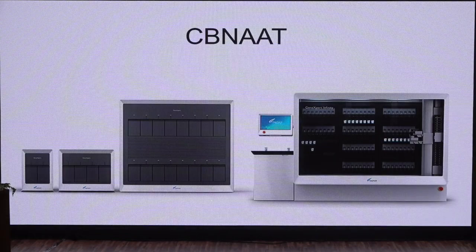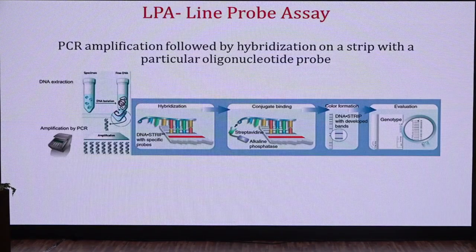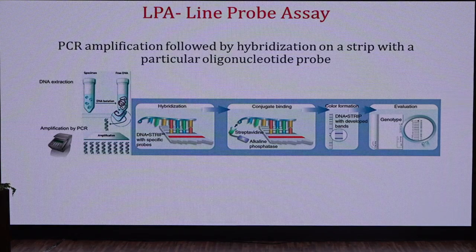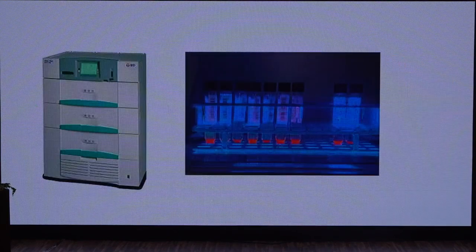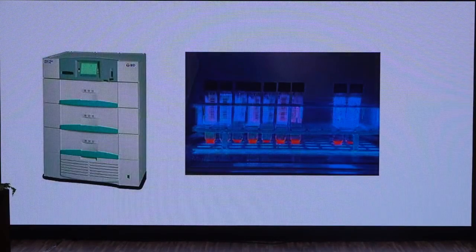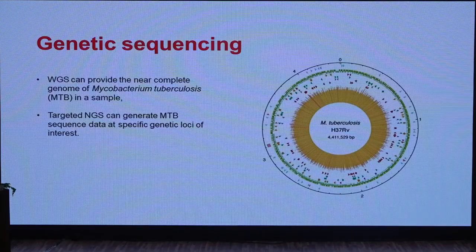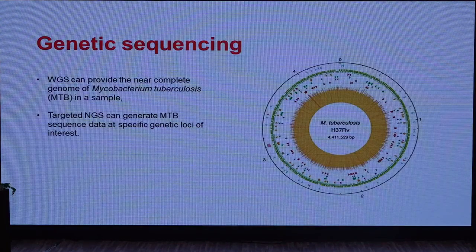So among the various modalities, genotypic tests are CBNAT, TrueNAT, then line probe assay. These tests are not only very fast, they also tell the presence of MTB, and along with that, they also tell the pattern of resistance. But still, in this very fast world, culture remains the gold standard for diagnosing tuberculosis. Though culture has also now shortened the duration to diagnose the patient, we have liquid culture, that is MGIT, which will give us a report within 7 to 10 days. Then genetic sequencing, the whole genome sequence, can provide a near complete genome of MTB in a sample, but it is only available in maybe 1 or 2 centers in India, so it's not very common.